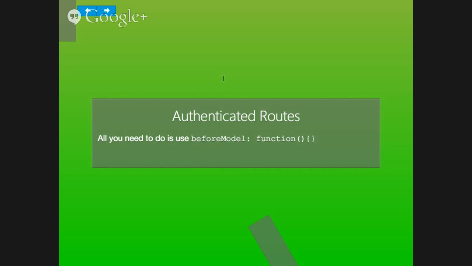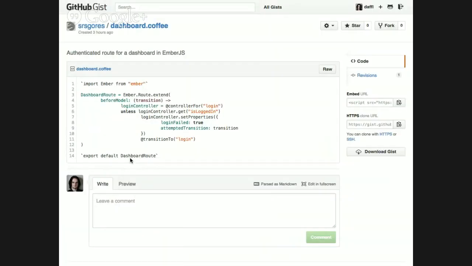All you do is you wire in the route for your parent level route, and all you need to do is say beforeModel and then pass in the transition. There should actually be transition in the function there, but you get the idea. So you pass in that transition, and then you can do whatever you want. You can redirect to a different route. You can say you're not authenticated. And so that's what I did here. You can just check out this little gist here. That's what it looks like.